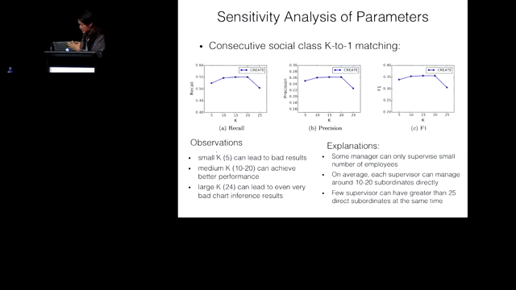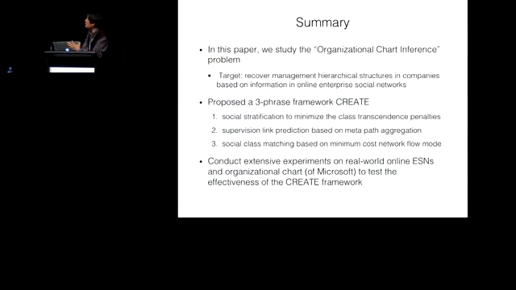Okay, so basically, in this paper, we talk about how we infer an organization structure by just looking at how people interact in a social network, right? From the interaction, there is valuable information you can obtain to infer this structure reasonably well, right? So this is the end of my talk.